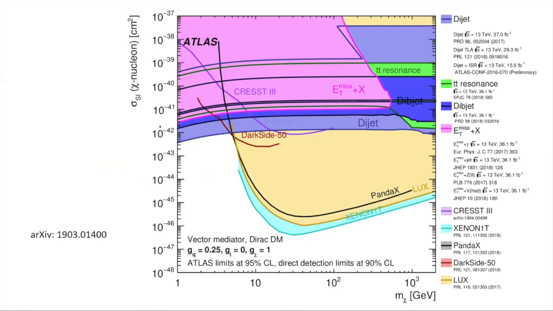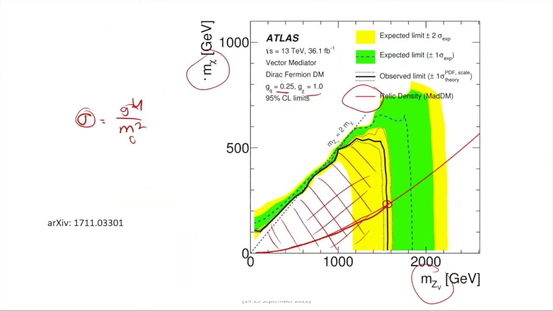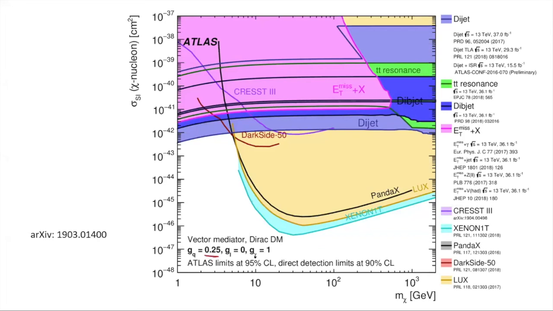Now this is the same ATLAS experiment, but you can always change the way you do the plot. Before we put MZP and MKI, but now what they do is they pick G to be the same, and they put MKI, but now on the y-axis, they put the spin independent cross-section. So you can basically map this spin independent cross-section to the mass of the Z prime. And that's how they do it. Because they want to compare direct detection bounds with the collider bounds. As you see, this is the bound from the missing energy, basically monojet, right?